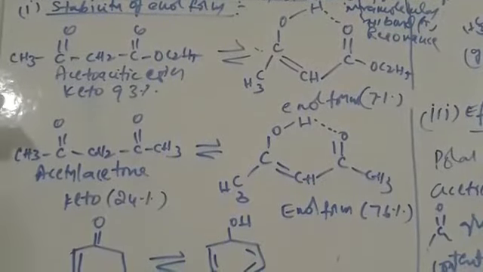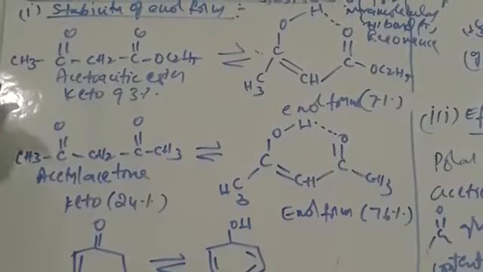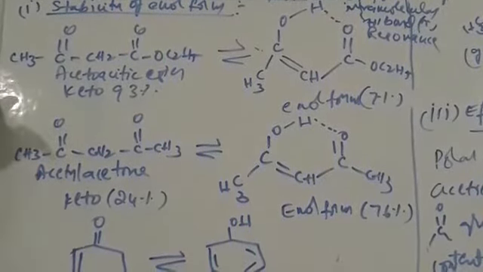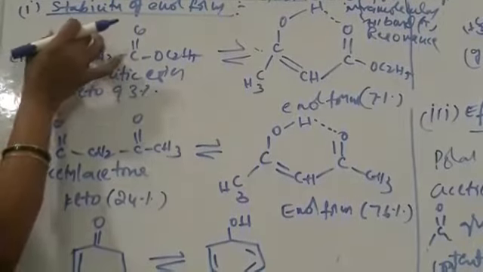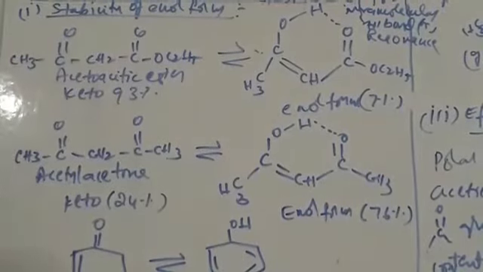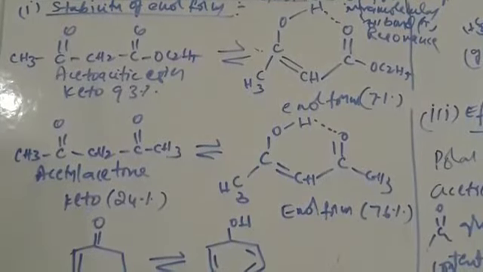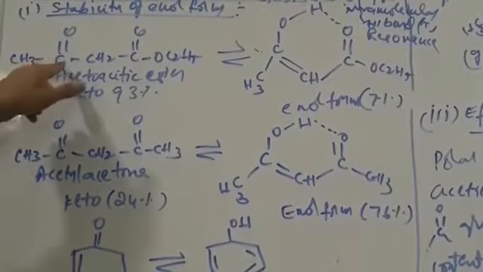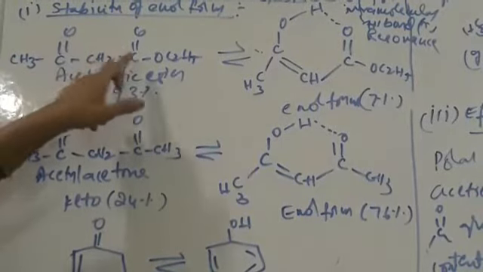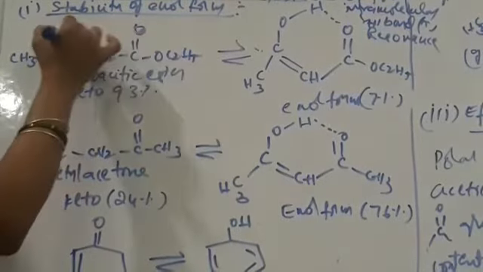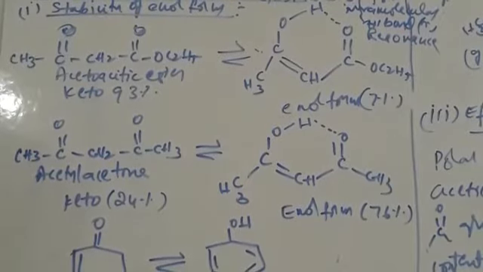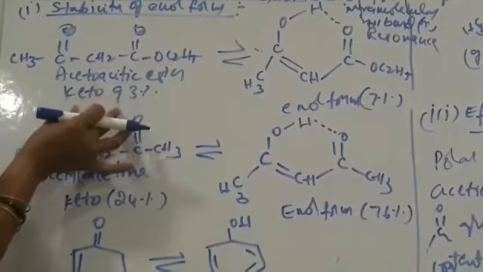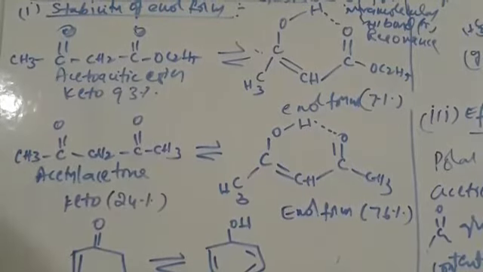This is a 1,3 dicarbonyl compound. Acetoacetic ester is also a 1,3 dicarbonyl compound, so two carbonyl groups are there. Example of a 1,3 dicarbonyl compound: starting from this carbon 1, 2, 3, the third carbon is also having a carbonyl. So 1,3 dicarbonyl compound, acetoacetic ester. Here this is in keto form.